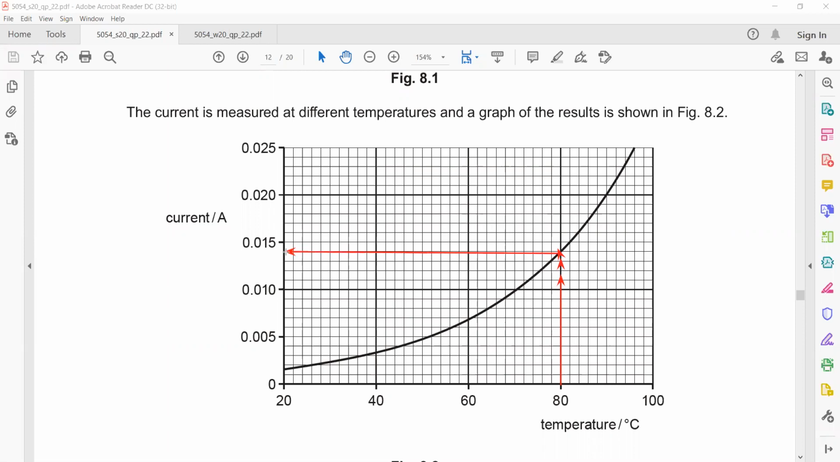So each box is 0.001, because this is 0.011, 0.012, 13 and 14. So this will be 0.014. That is the current. And what is the voltage?